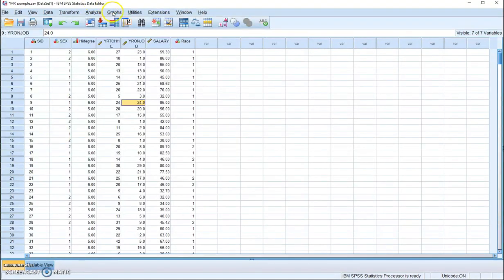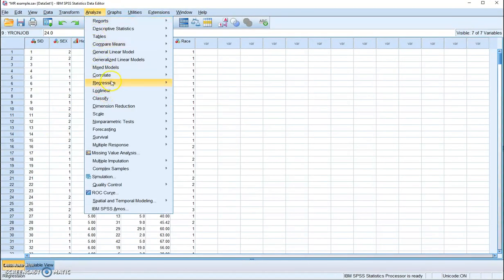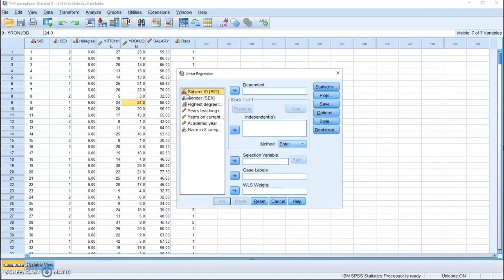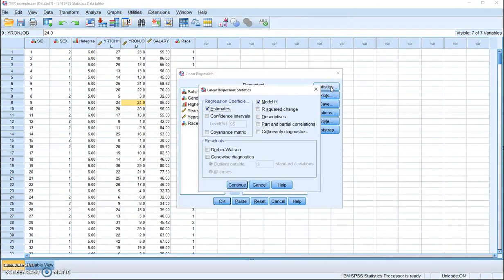To run multiple regression, we come to Analyze, Regression, Linear, and academic year salary is the dependent variable. We're going to put in the highest degree type, years teaching, and years on current job as the independent variables, along with gender. Then we come to this place called Statistics. We want to request the descriptive information along with this thing called collinearity diagnostics.